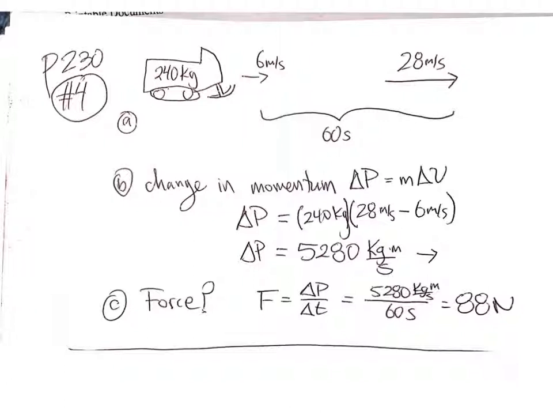Part C, what force, or average force, because the reality is it'd be kind of hard to have a constant force accelerating that snowmobile, but whatever. The force required is going to be change in momentum divided by change in time. This is a useful formula. So change in momentum divided by change in time gives us a force of 88 newtons.